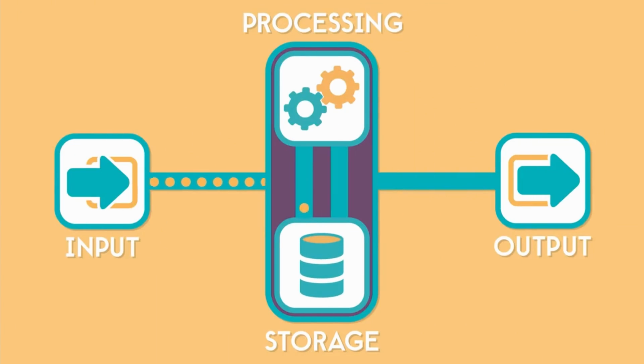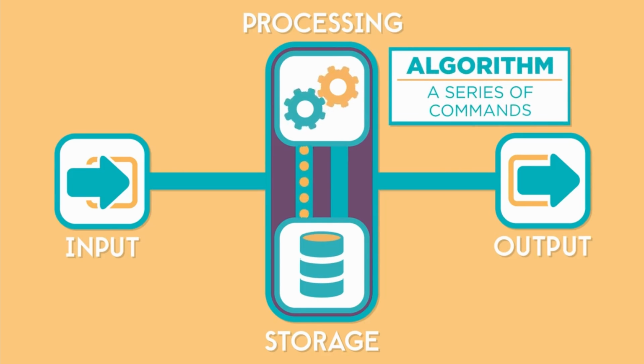All these different inputs give a computer information which is then stored in memory. A computer's processor takes information from memory, it manipulates or changes it using an algorithm, which is just a series of commands, and then it sends the processed information back to be stored in memory again. This continues until the processed information is ready to be output.